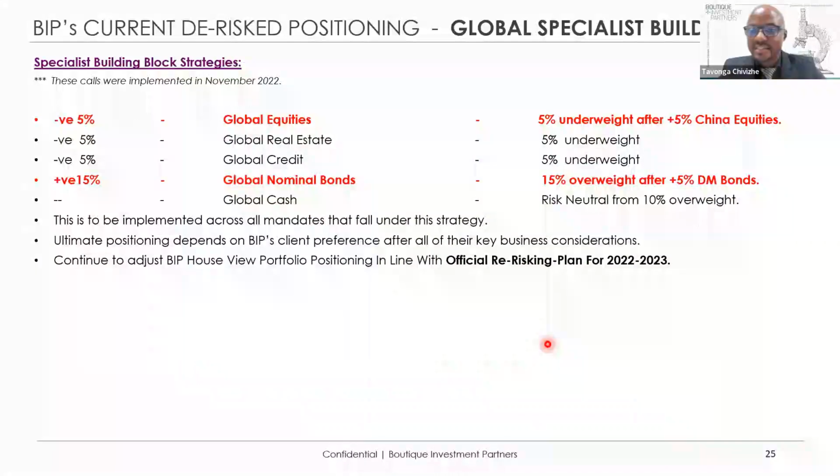On the global side, it's exactly the same thing, where we reduced our global equity allocation from -10 to -5 directly into Chinese equities, and we bought 5% additional global government bonds to really maximize the fact that yields had peaked, and this pretty much became a 15% overweight exposure.